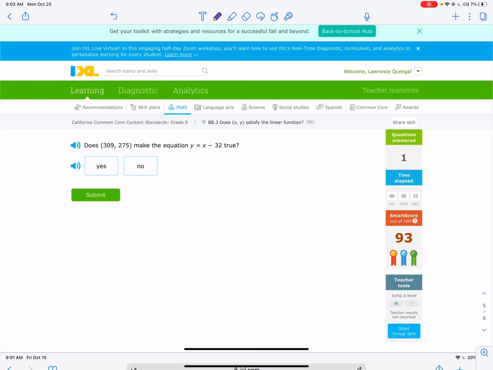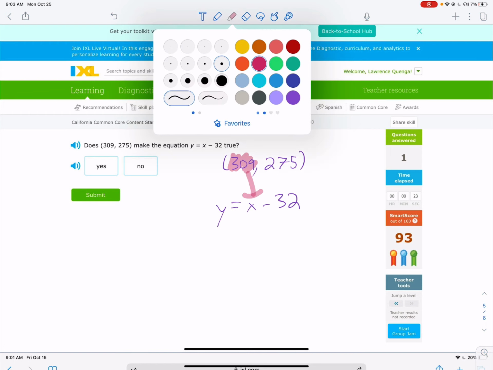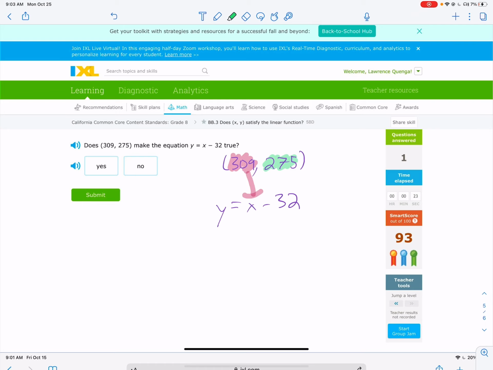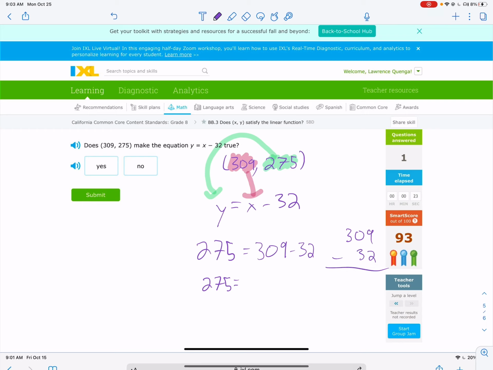We have y equals x minus 32. And we want to know, does (309, 275) satisfy this equation? Well, I'm going to plug in 309 for x, and I'm going to plug in 275 for y. So 275 equals 309 minus 32. The 275 is going to stay the same, and I need to take 309 minus 32 and figure out what that is.